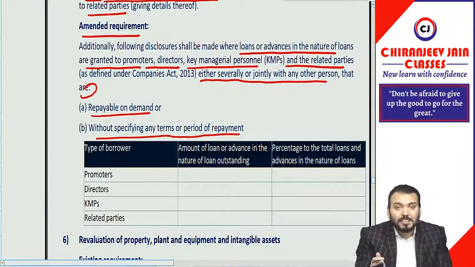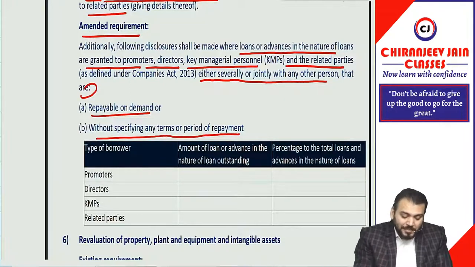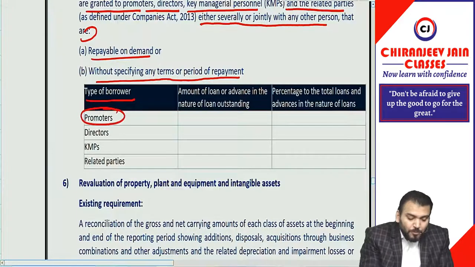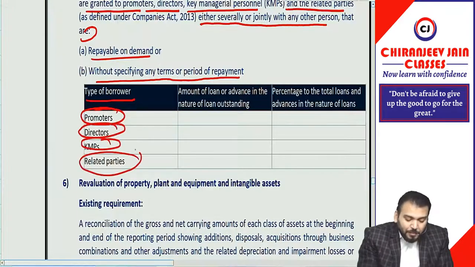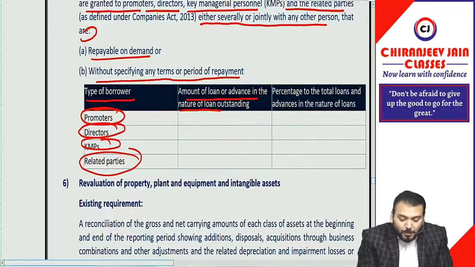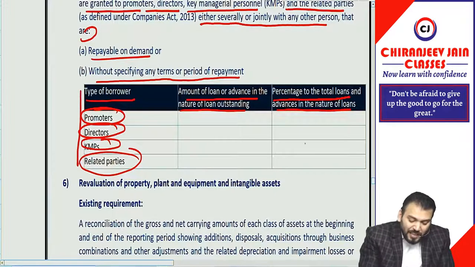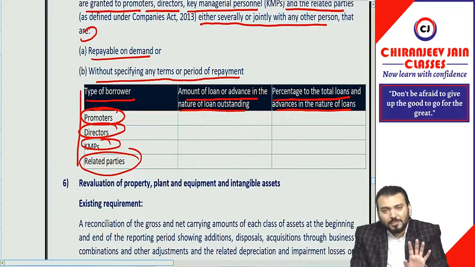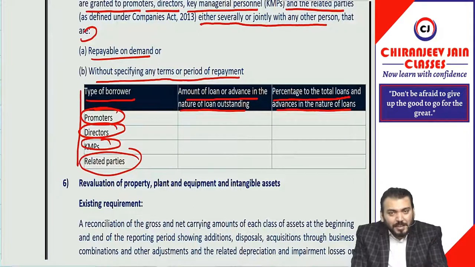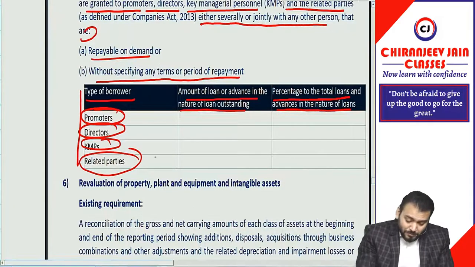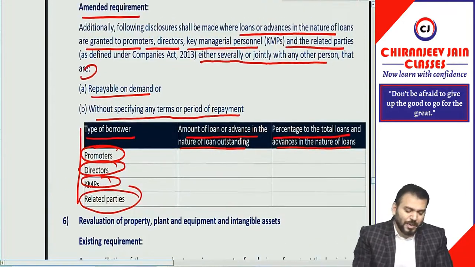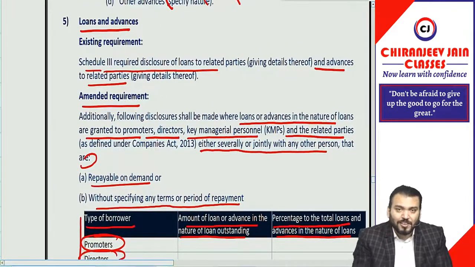If that loan has been granted to promoter, director, key management person or any other related party, then we will disclose this type of the borrower, promoter, director, KMP, related party, amount of loan or advance in the nature of loan outstanding, means what is the amount of loan outstanding, and the percentage of total loan advance in the nature of loan. What is the percentage of loan outstanding that need to be also disclosed. So this now need to be disclosed in as this table. So previously we used to only disclose the loan given to related party and advance given to related party, but now this information is also required to be disclosed. I don't know whether this will be important from examination point of view or not, but it is one amendment.